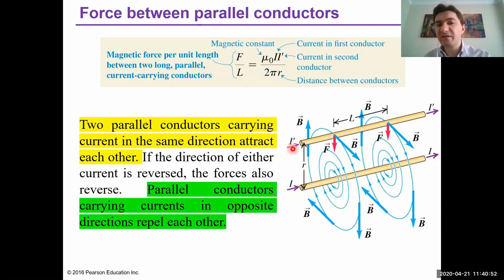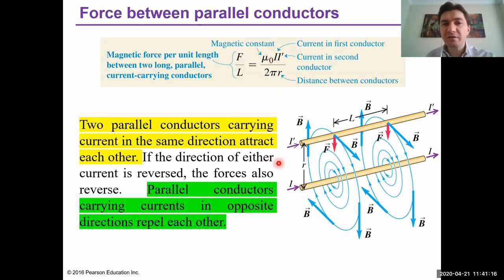So if you reverse the direction of the current, or keep this current in this direction and reverse the direction of this one, then we will have repulsive force between the conductors. So you can also see it here, okay? You can use that formula just simply to understand the direction of the force.